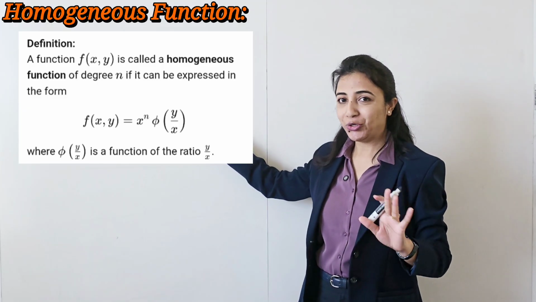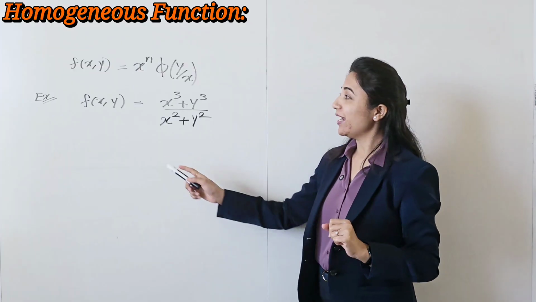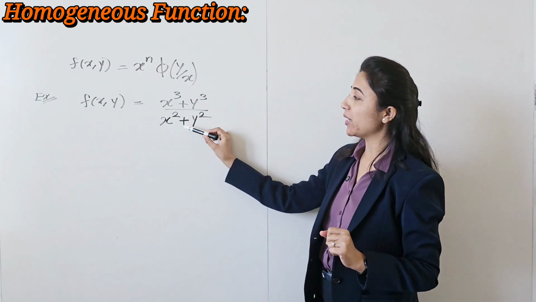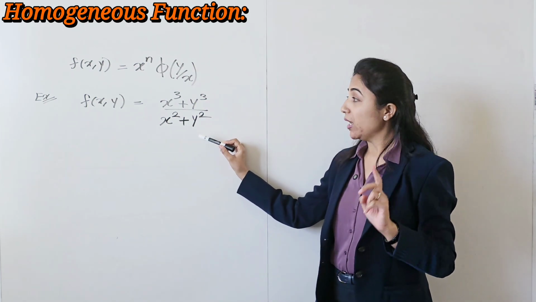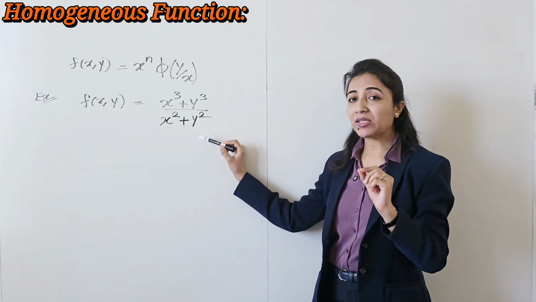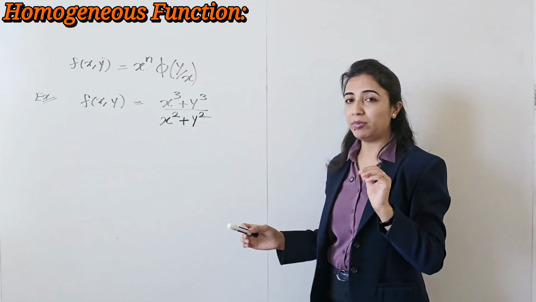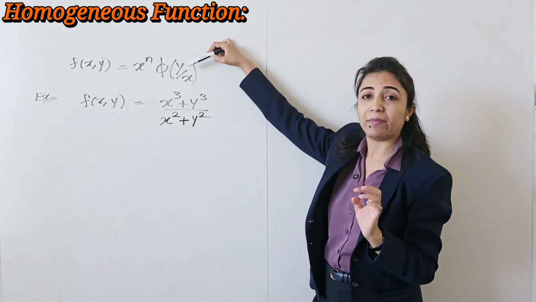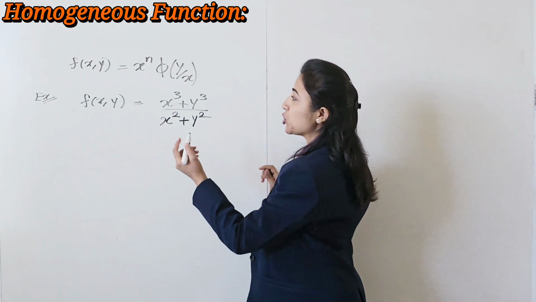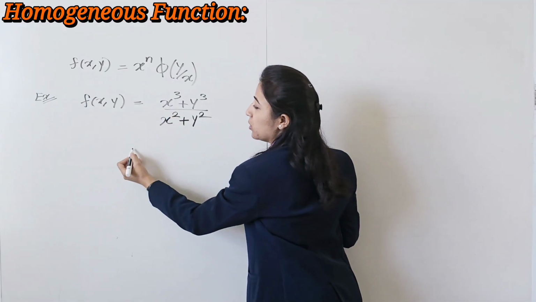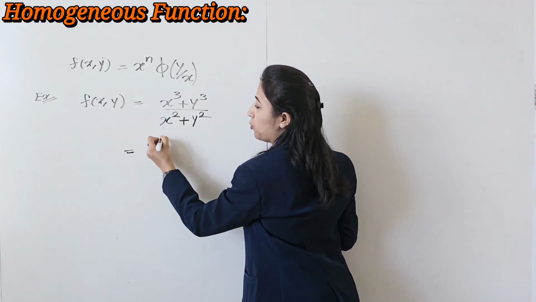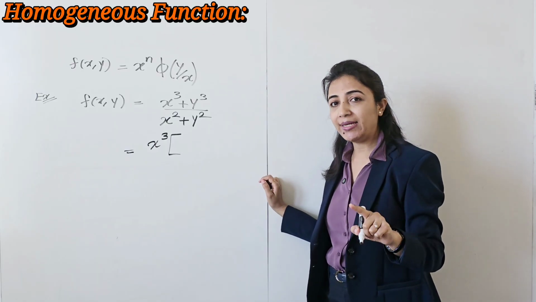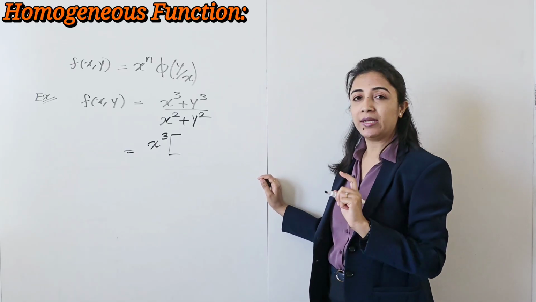Is it clear? No? So see the example here: f of x comma y equal to x cube plus y cube divided by x square plus y square. Now here we have to take the highest power of x common from the numerator as well as from the denominator. In short, we have to try to write this function in the form of y by x. So if we take x cube common from the numerator, that means you have to divide each term of the remaining terms.